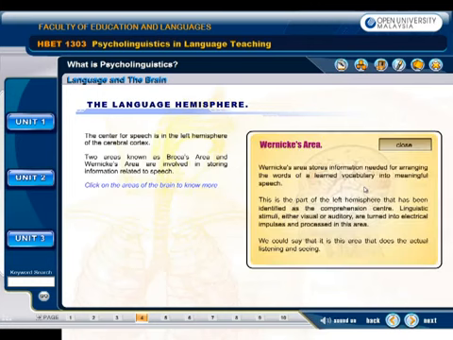Wernicke's area stores information needed for arranging the words of a learned vocabulary into meaningful speech. This is the part of the left hemisphere that has been identified as the comprehension center. Linguistic stimuli, either visual or auditory, are turned into electrical impulses and processed in this area. We could say that it is this area that does the actual listening and seeing.